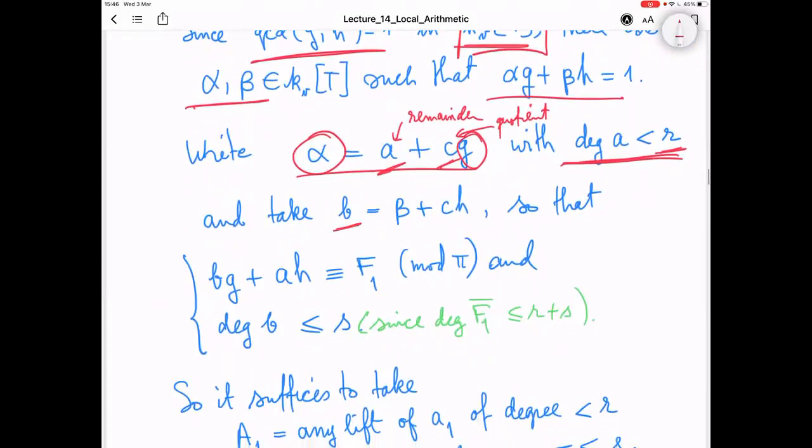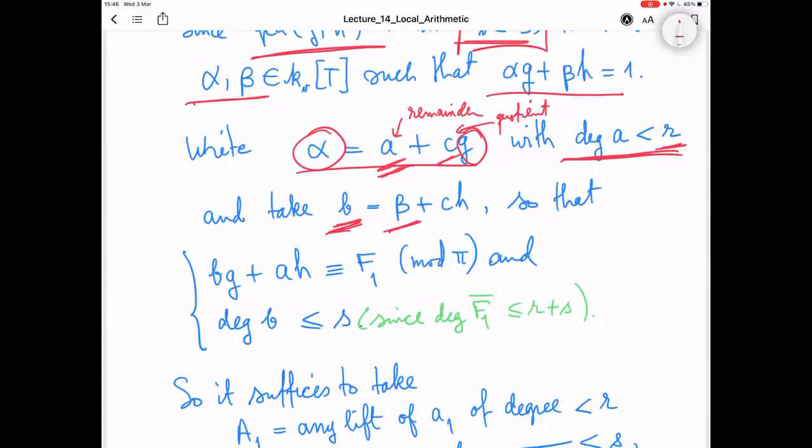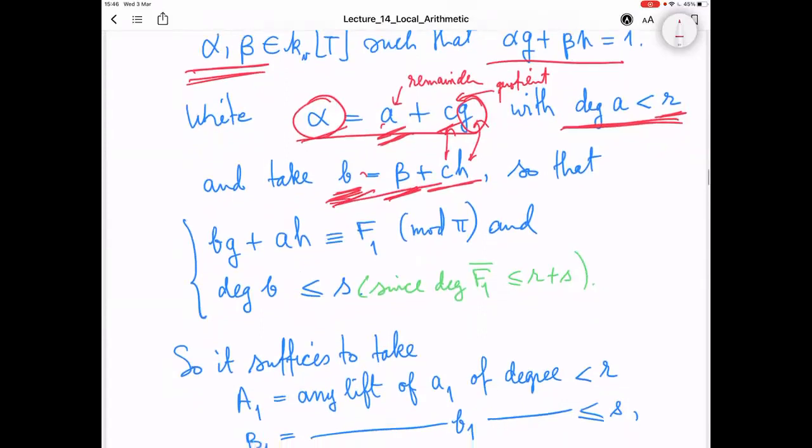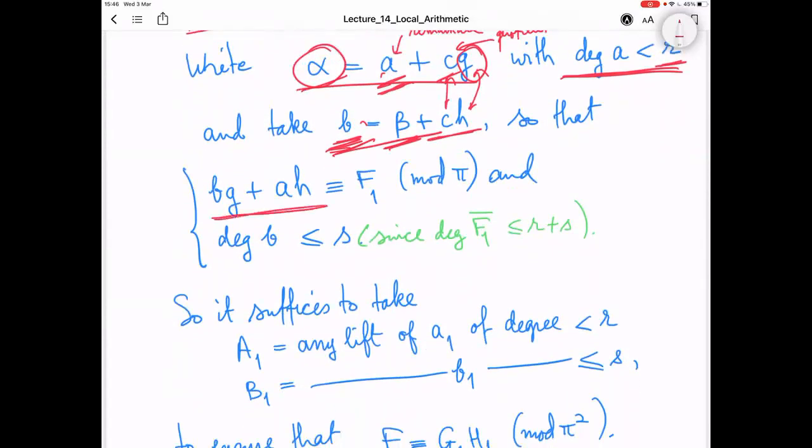And then I take B. I've got an A here, and I define B to be beta plus CH, the same C. And G and H I already have, they are given to me. So I take alpha to be this, beta to be this, A to be this, and B to be this. Then what I'll have is BG plus AH is congruent to 1, is congruent to F1 modulo pi, and degree of B is less than S, because degree of F1 bar is less than R plus S.